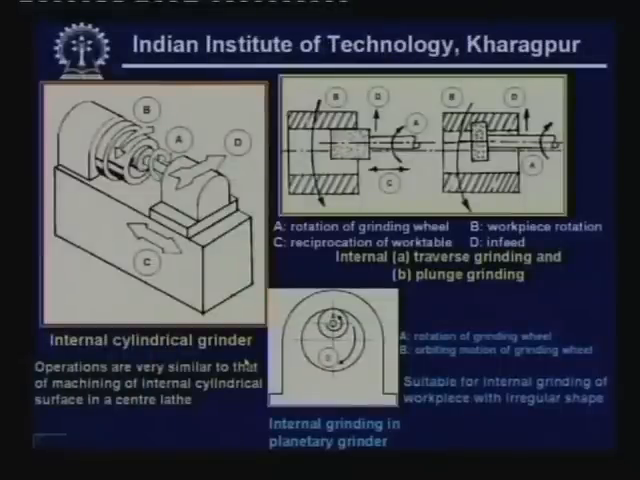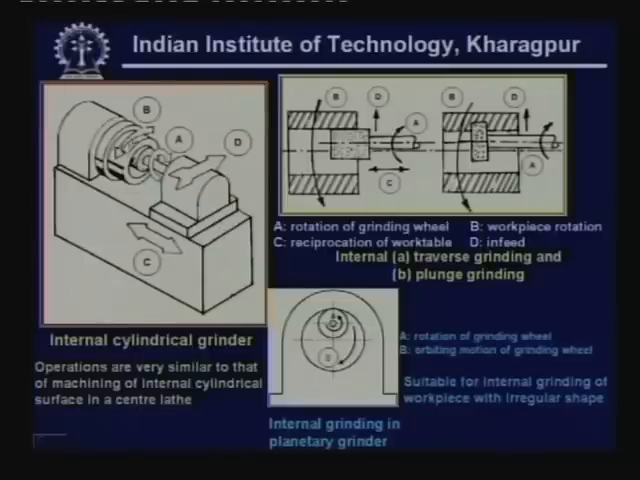Now, here we can see schematically this chucking type internal grinder. This is a chuck which holds a job which is already having a hole. So, this is the chuck of the machine. Here we have a wheel head, this is the base.